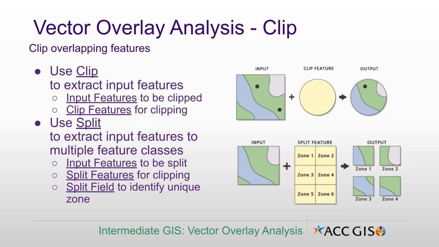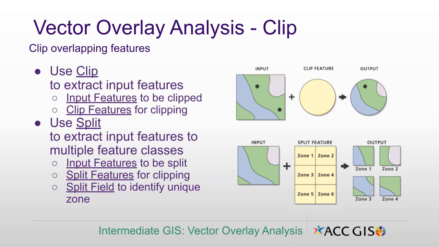This is really handy when you're starting out a project and you're assimilating a bunch of data from a bunch of different sources that has a lot of different extents, and you want to clip it down, for example, to your project extent. So I'll use the clip feature to get everything clipped to the area of interest for my particular project. A version of the clip tool is called the split geoprocessing tool, in which we extract input features to multiple feature classes. In this case, the input features are those to be split.